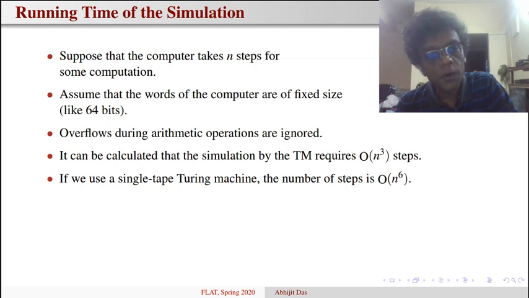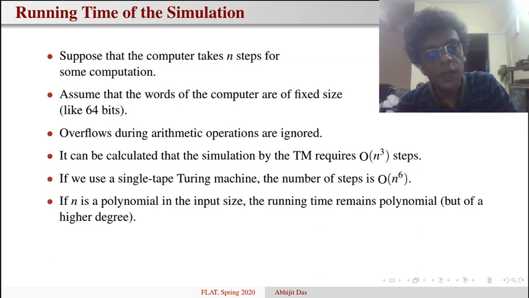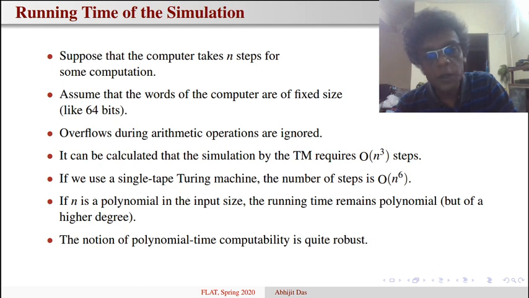So this has one important implication. If n is a polynomial in the input size, n power 3 or n power 6 are also polynomials in the input size, of course of higher degrees. But this is very important because it implies two very important results. The notion of polynomial time computability is quite robust, and second, we can use the Turing machine to address the question of polynomial time computability. So it's perfectly capable of capturing the notion of polynomial time computability.